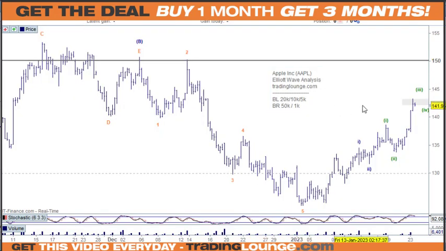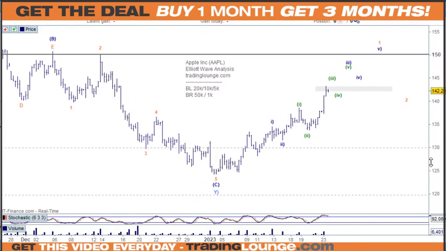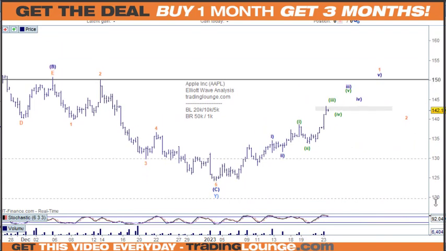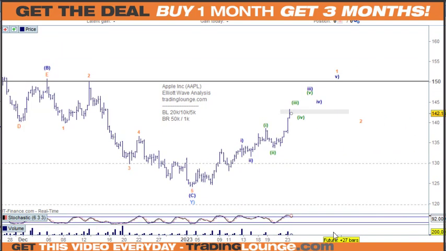So that count works, and I think I've got another one on this 1 and 5 here. Now I've been accused of having too many counts and confusing people, but all of these counts are in the same direction, so I don't see it as such a big deal. You've just got to wait for the penny to drop to see which is the right one.